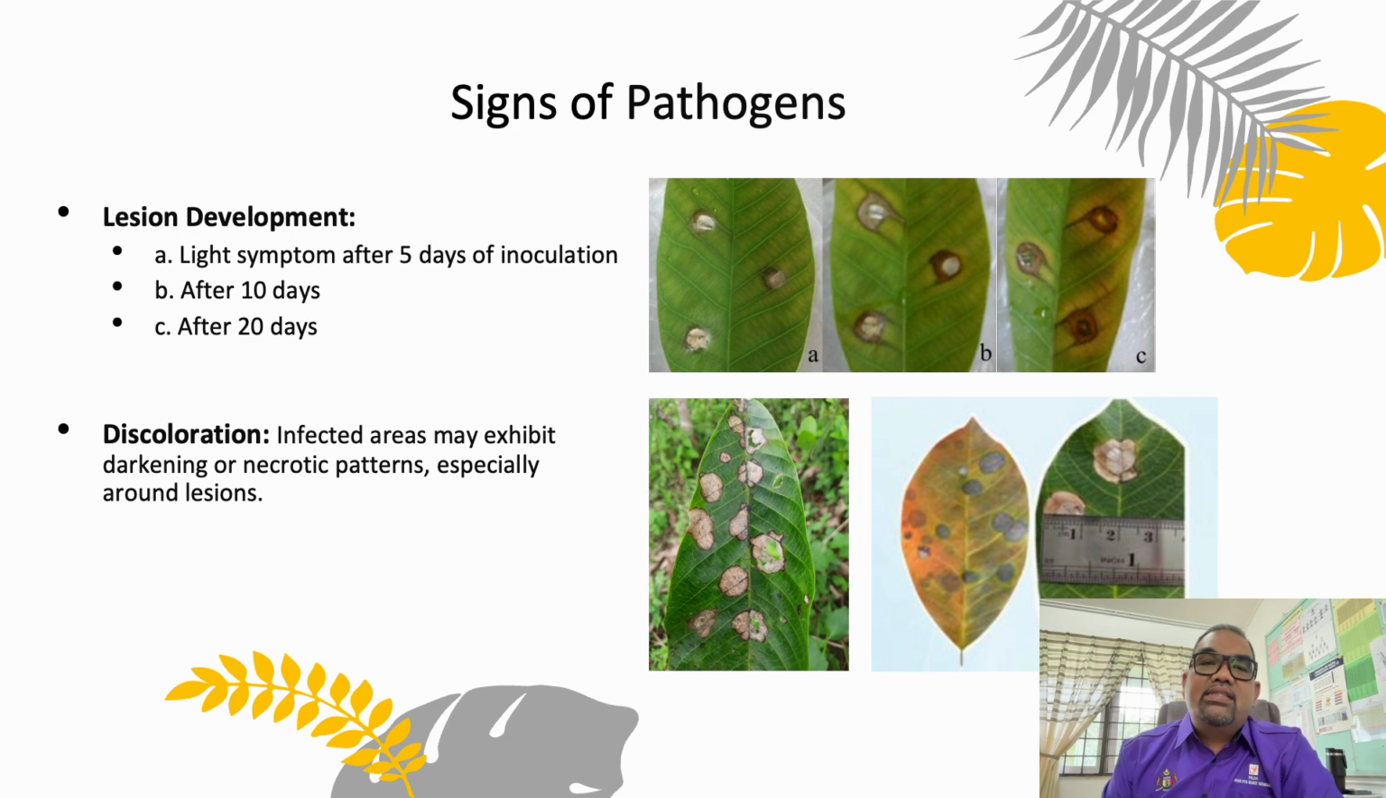Another indicator is discoloration around the infected areas. These are often darkened or develop necrotic patterns, especially around the lesions. This discoloration is a result of the fungal activity, which disrupts the normal pigmentation of the leaf tissues.